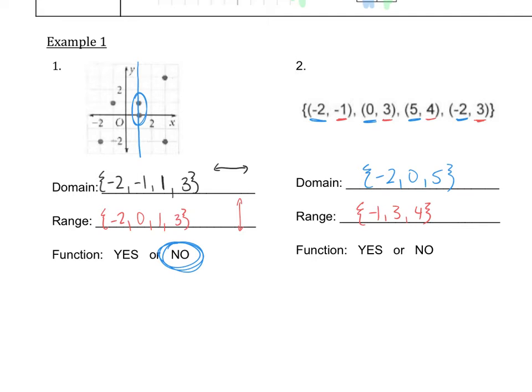Well, is this a function? Remember back to our function rules, if I have the same input going to 2 different outputs, this is not going to be a function. So no, this would not be a function because that -2 goes to both -1 and 3, so not a function.